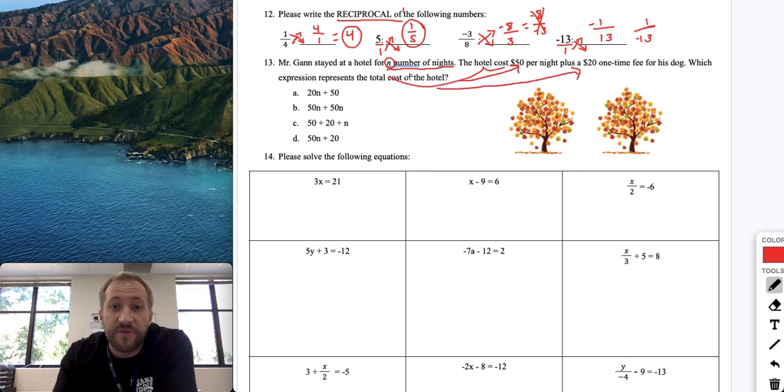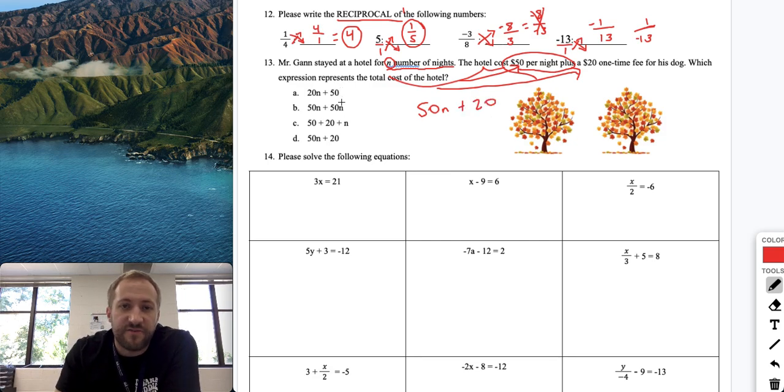It says the number of nights, so the n has to go with whatever number is talking about the number of nights. $50 per night or a $20 one-time fee for his dog? Well, it's going to go over here for the nightly cost. So I'm looking for 50n because those go together, plus a $20 one-time fee for his dog, plus 20. Let's see what matches with that. 50n plus 20. Hey, it's letter D. Perfect.